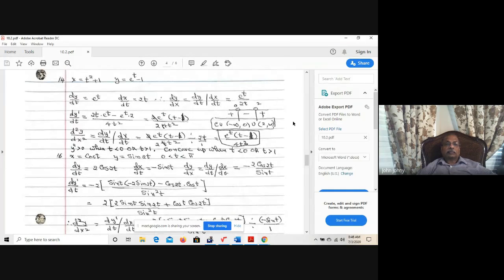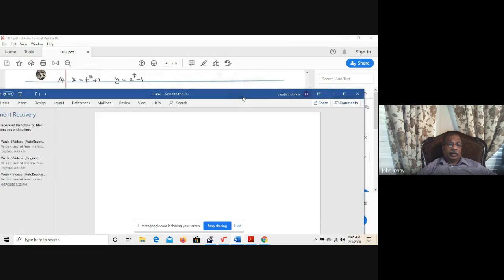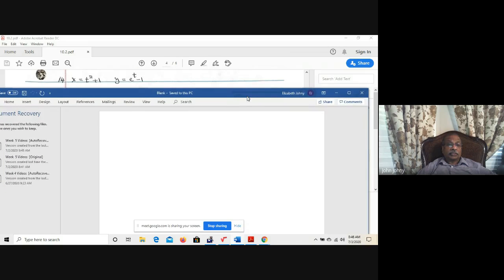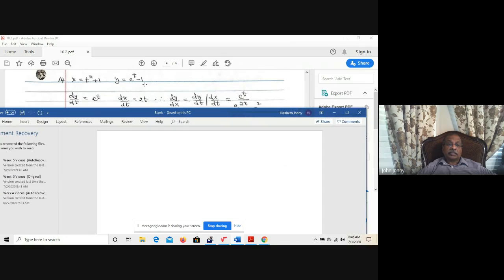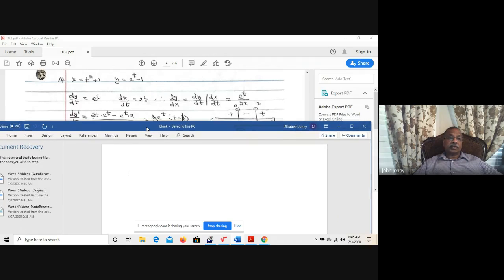Here also the question is, x and y are given. You have to find the interval in which the curve is concave up or concave down, whatever it is. So x is t squared plus 1, y is e to the t minus 1. dy over dt is e to the t minus 0, that is e to the t. dx over dt is 2t plus 0, that is 2t. So dy over dx is dy over dt divided by dx over dt. That is e to the t divided by 2t.